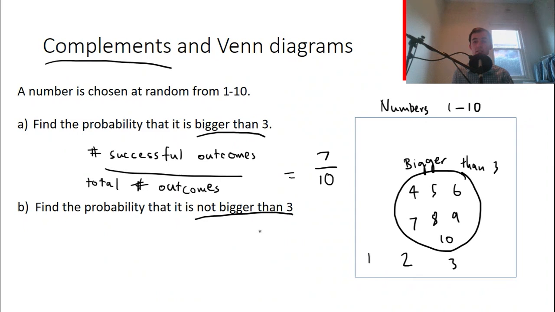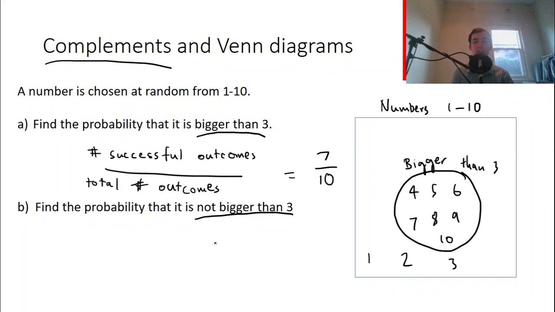Now find the probability that it's not bigger than 3. That's actually 1 minus this. Because the probability of getting a number 1 to 10, the whole thing, is just 1, or 100%. You've got a 100% chance of getting a number from 1 to 10 because you're choosing one. Of course, you're going to get a number from 1 to 10. Now this is just the rest of the probability. Some of it's 7 over 10 and the rest of it is the complement.